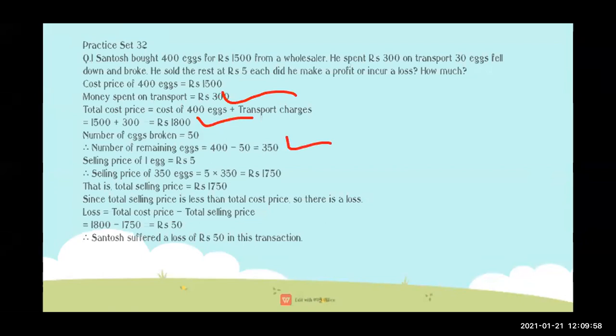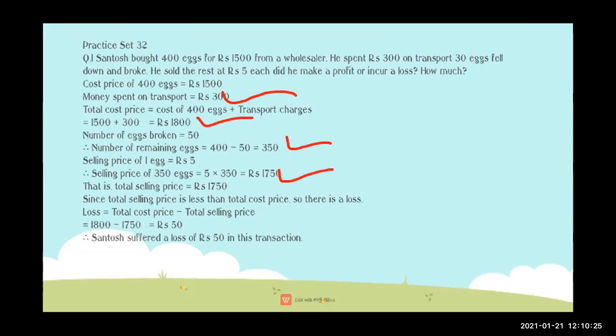Now selling price of one egg. He sold one egg at rupees 5 each. There were 350 eggs, so we have to multiply 350 by 5. If we multiply 350 by 5, we get 1750. Now this 1750 is our selling price.